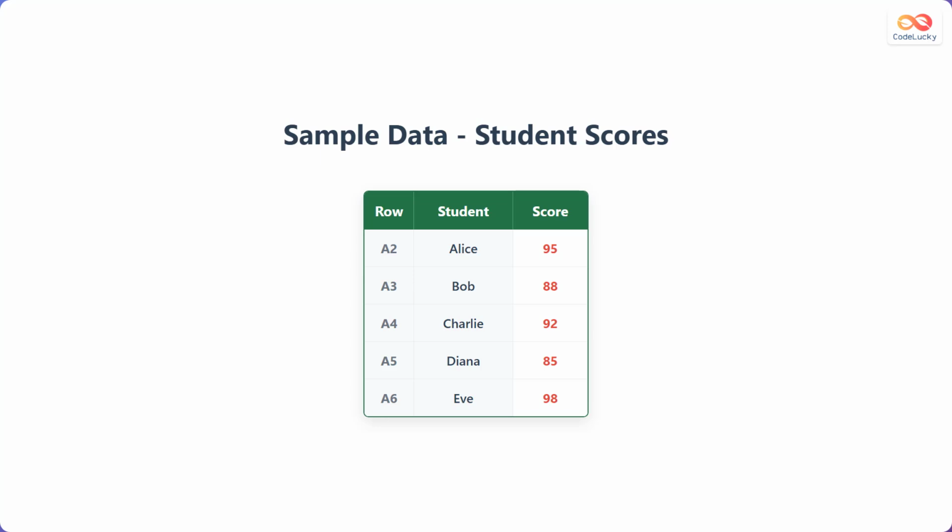Here is a sample data consisting of student scores. The table has 3 columns: row, student, and score. First row contains student Alice and her score is 95. The second row contains student Bob and his score is 88. The third row contains student Charlie and his score is 92. The fourth row contains student Diana and her score is 85. The fifth row contains student Eve and her score is 98.